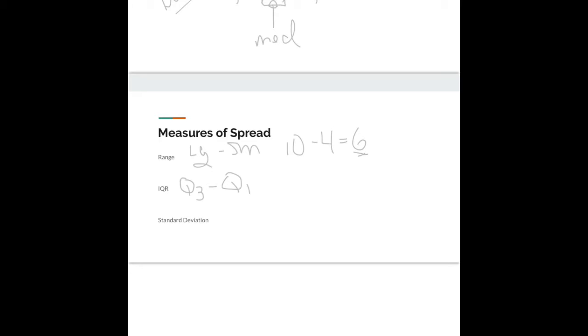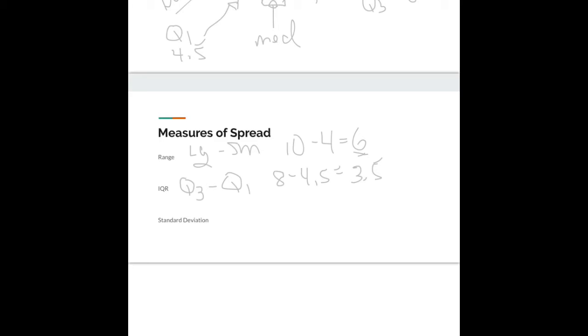So the median here, well, I only have 2 pieces of data, so it's going to be the average of those two. That's Q3, which is 10 plus 6 divided by 2, which gives me 8. The average of these two for Q1 is 4.5. So my IQR is going to be 8 minus 4.5, which is equal to 3.5.